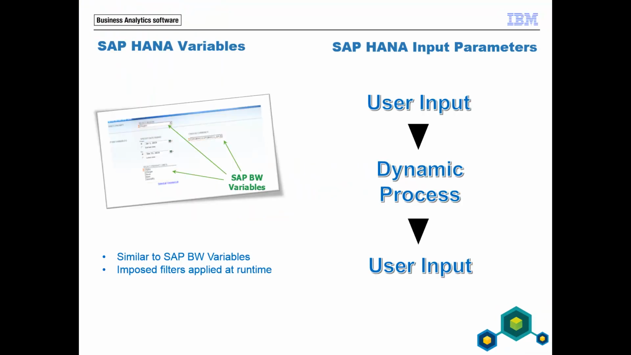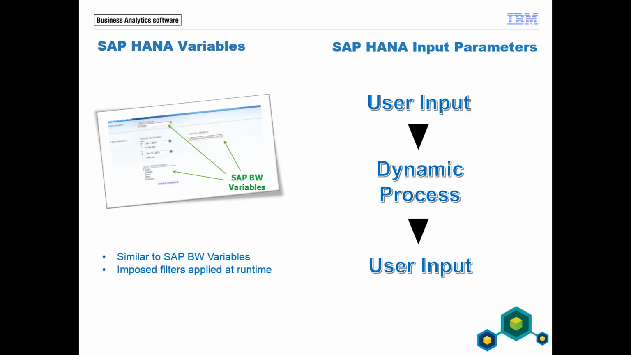An SAP HANA variable is basically very similar to an SAP BW variable. In essence, they're just imposed filters applied at runtime when a particular user executes reports. The variables can have a number of properties. They can be made mandatory, optional, multi, or single select. An example of this could be a user presented with a drop-down prompt control to choose a particular fiscal period or a cost center, etc. And the output returned from this will be filtered based on the selected item.